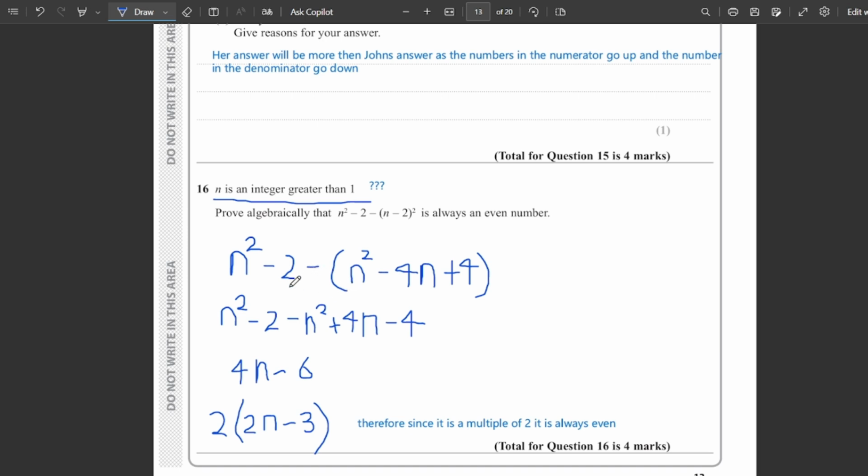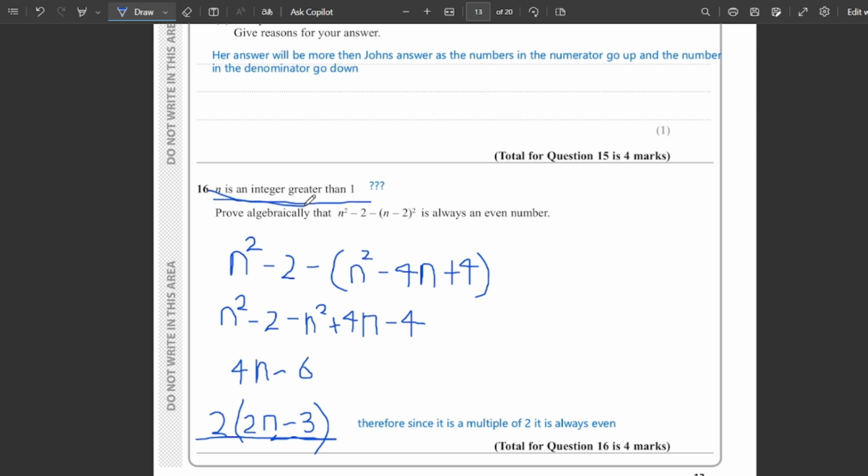Then we simply expand the minus in, so we get n squared minus 2 minus n squared plus 4n minus 4. The n squareds cancel out and you get 4n minus 6, which you could then divide 2 out of to get 2n minus 3, multiplied by 2. And therefore, it's always even, as it's a multiple of 2, and any multiple of 2 is even.